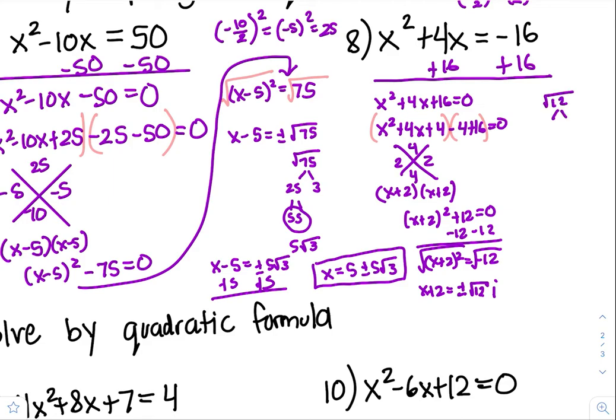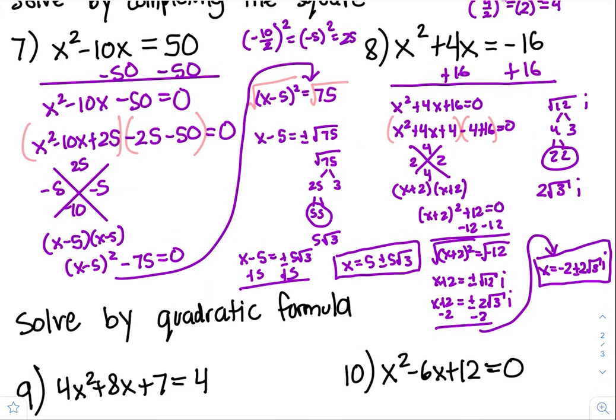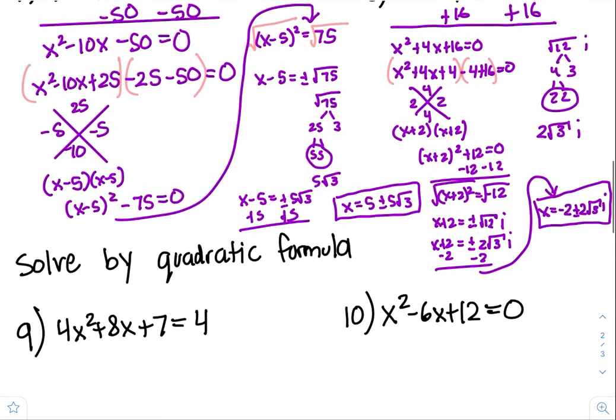So square root of 12, 4 and 3, 2 and 2, found a pair. The pair goes on the outside and the leftovers are on the inside. So that, you guys, is gonna be 2 square root of 3i. And then you guys subtract by 2 to both sides, and there's your guys' answer. X is equal to negative 2 plus or minus 2 square root of 3i. So you guys can get imaginary numbers for your answers.